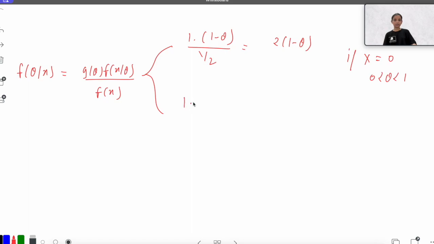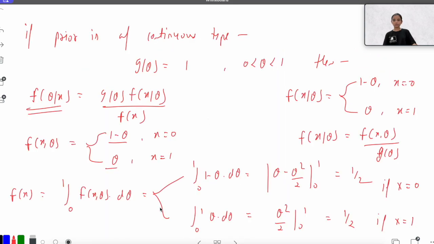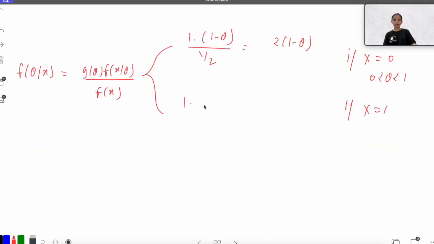Similarly, g theta, which is 1, f of x given theta for x equal to 1, which was theta, upon f of x, which was 1 by 2 for that also, that is 2 theta. So this is the posterior distribution that you will get for this case of the continuous prior. I think this one is quite good.